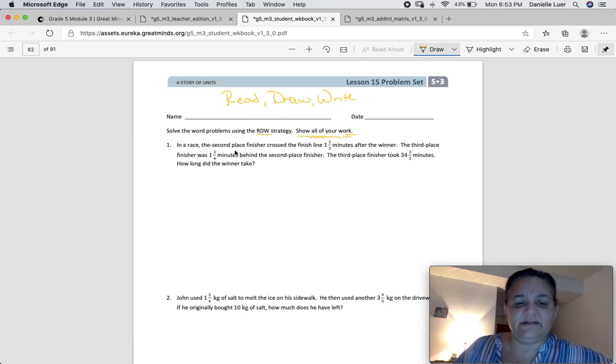Some of you like to turn in your exit tickets without any work on it. I will not give you a 3 ever, ever, ever on an exit ticket that does not show all of your work, even if you have the right answer.